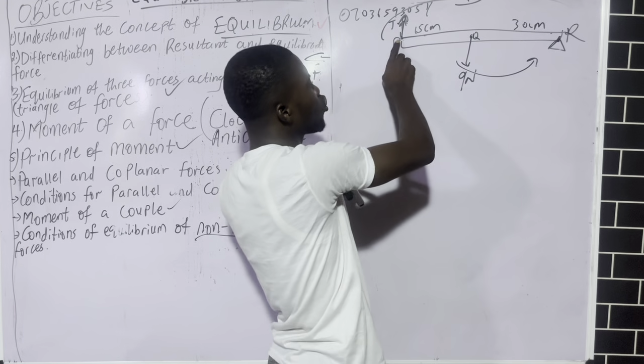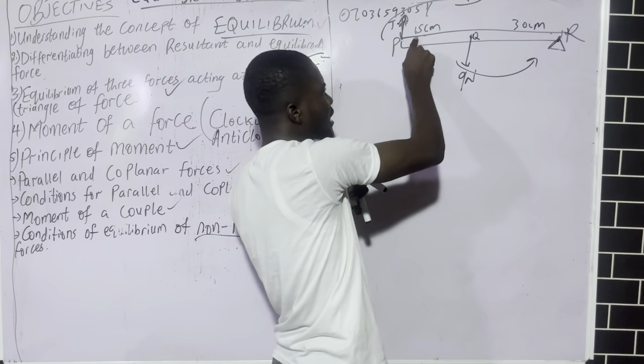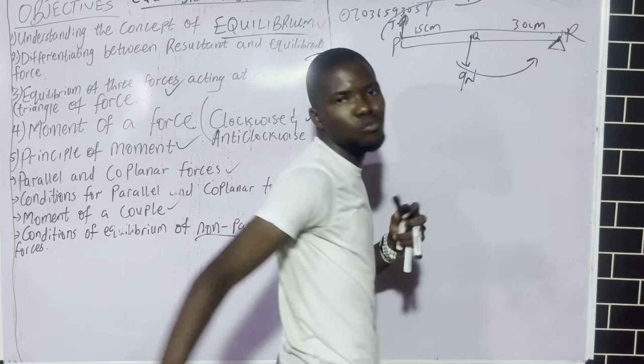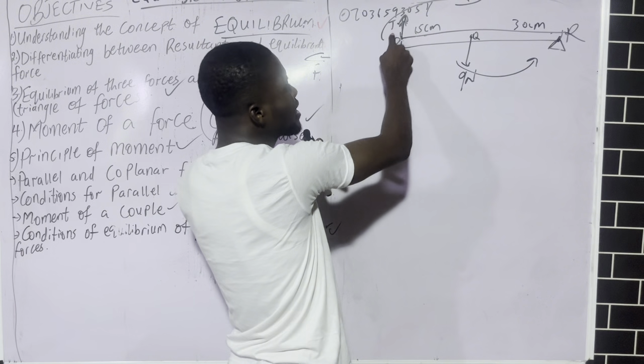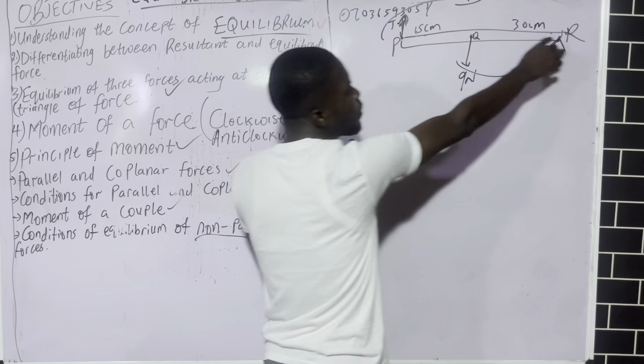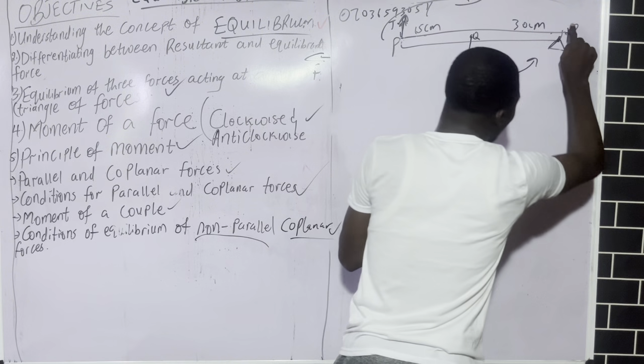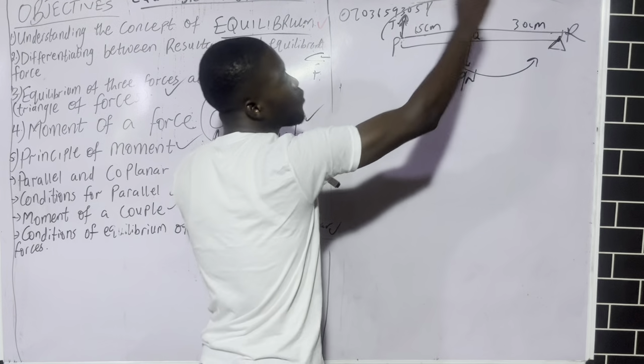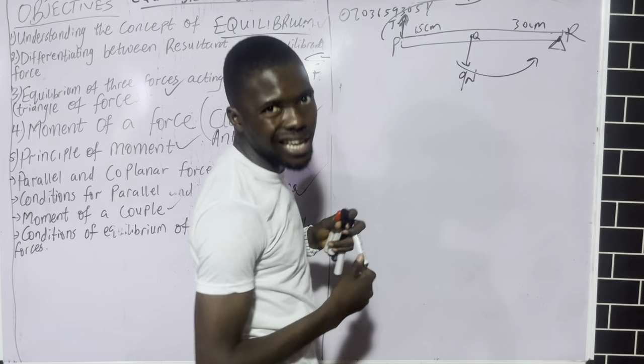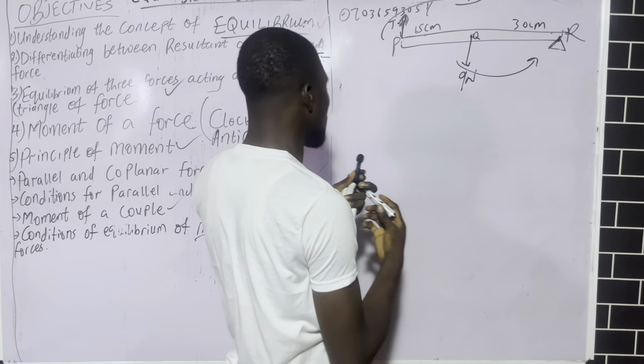Many students, when they want to do this, will use 15 centimeter. Or some will even use 30 centimeters, but that's wrong, because our T is exerted here, and the distance of our T to the balance point is from here down to this place here. That's 15 plus 30, 45, not 30, not 15. So clockwise moment equals anti-clockwise moment.